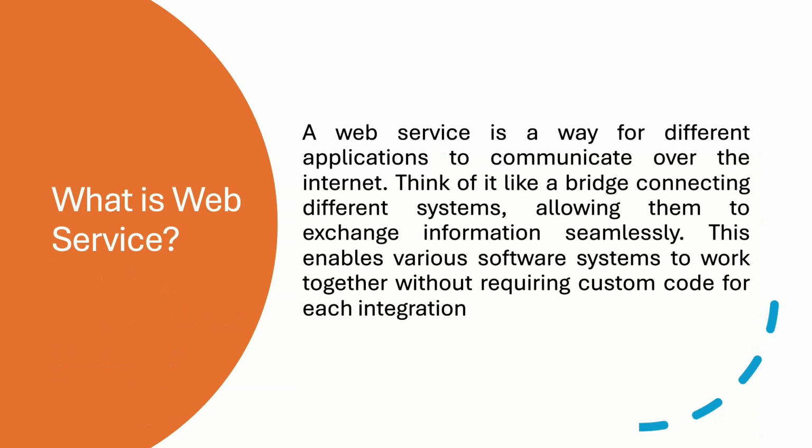Let's talk about what a web service is. A web service is a way for different applications to communicate over the internet. Think of it like a bridge connecting different systems, allowing them to exchange information seamlessly. This enables various software systems to work together without requiring custom code for each integration. Web services allow different applications, written in various languages and running on different platforms, to communicate with each other. They use standardized protocols like HTTP, XML, SOAP, and REST to facilitate communication. These web services are commonly used for tasks like fetching data from a third-party service, integrating with external systems, or enabling functionality in mobile and web applications.